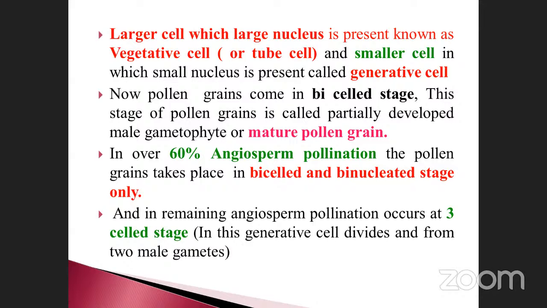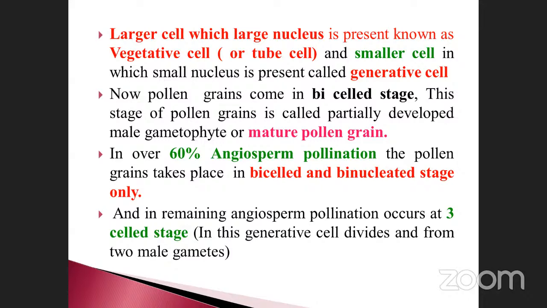Now the pollen grain is at the bi-celled stage. How many cells are there in this stage? Two, because two nuclei are present, and the mitotic division has taken place. This stage of the pollen grain is called the partially developed male gametophyte or mature pollen grain. Already we discussed all the angiosperms. Which cell stage is mostly present? The mature pollen grains are always in the bi-celled, or binucleated, stage.